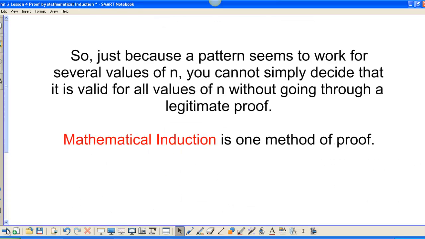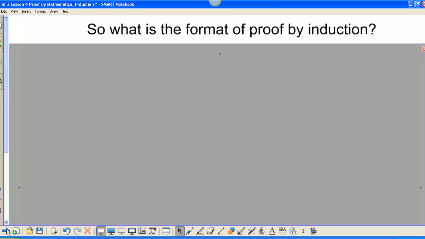So this is where mathematical induction comes in. Just because a pattern seems to work for several values of n, you cannot simply decide that it is valid for all values of n without going through a legitimate proof. And mathematical induction is one legitimate method of proof. You'll be able to add this to your repertoire of 2-column proof, flowchart proof, or paragraph proof.